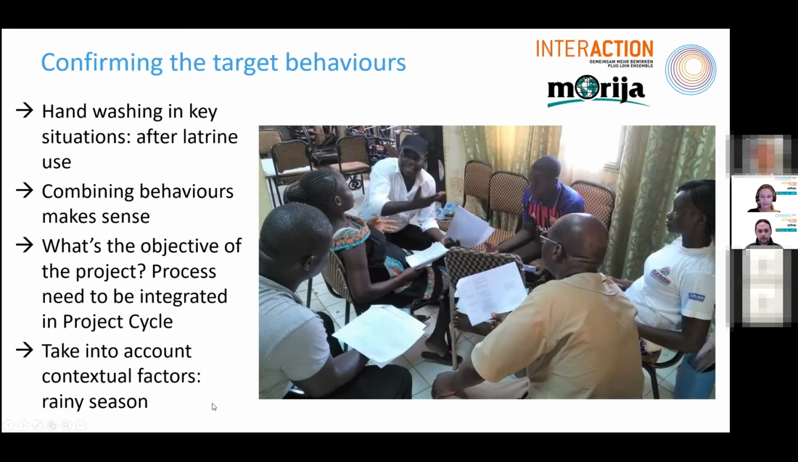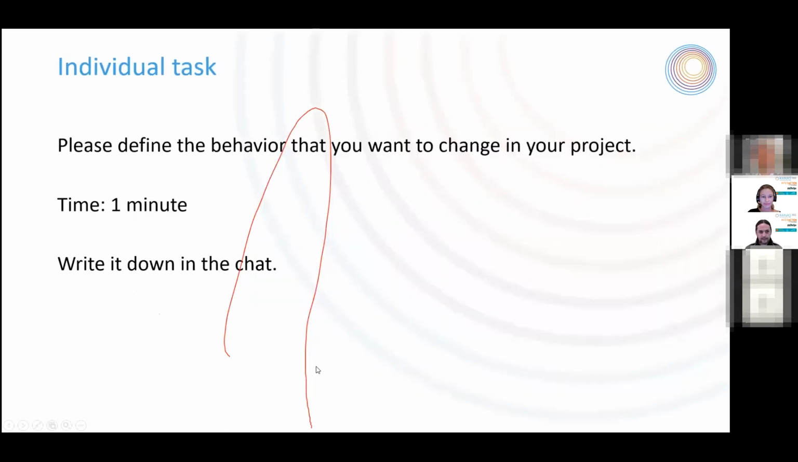In Burkina Faso, for example, you don't talk about latrine use the same way during the rainy season or the hot season. Because during the rainy season, people are in their fields, and so it's harder to go back home to do what you have to do. So you have to take this into account, and somehow it's a seasonal behavior in the case of latrine use in this project. You can go next.